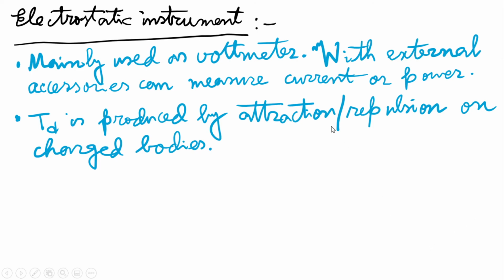Now mainly electrostatic instruments are used as voltmeters. With external accessories though, they can measure current or power. Now there are two types of forces that take place in electrostatic instruments, either force of attraction or force of repulsion. So the deflecting torque is produced by either attraction or repulsion on charged bodies. Okay, charged bodies. So that's why the name is electrostatic.